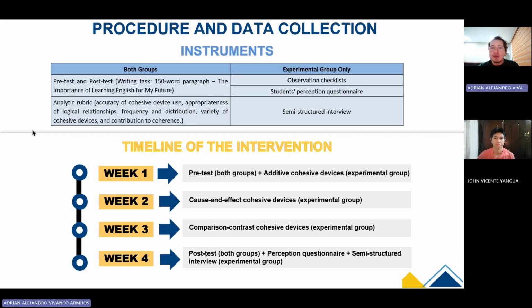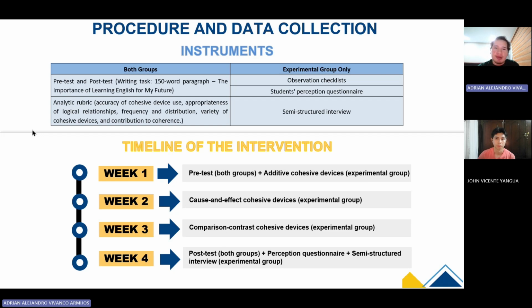The research procedure consisted of several consecutive stages. Before the intervention began, the literature review was developed to establish the theoretical framework supporting the study. Afterwards, the instructional intervention was implemented over 4 weeks, with 2 teaching sessions per week, resulting in a total of 6 instructional sessions. During the first week, both the experimental and control group completed the pretest.